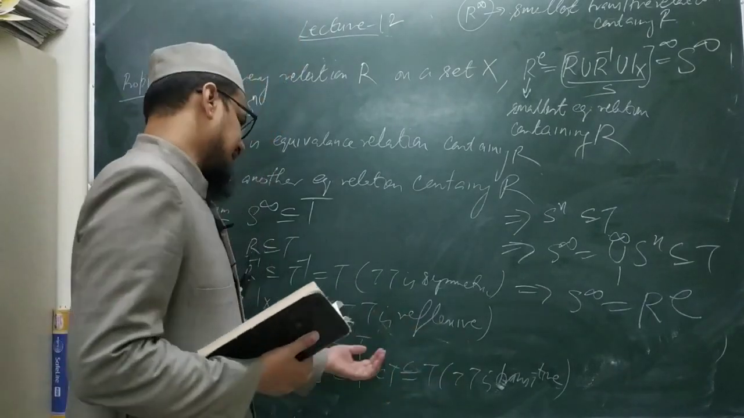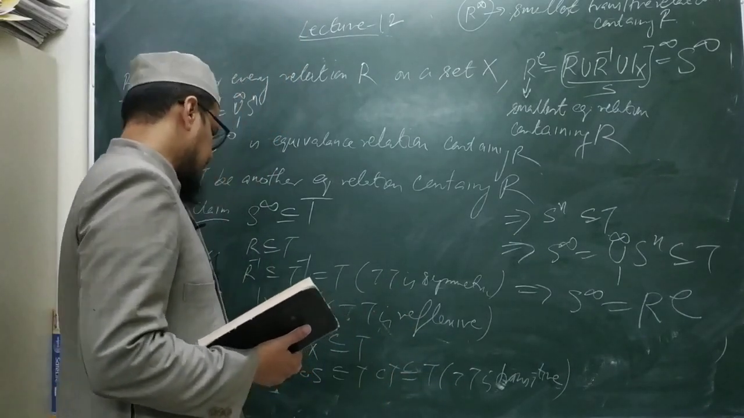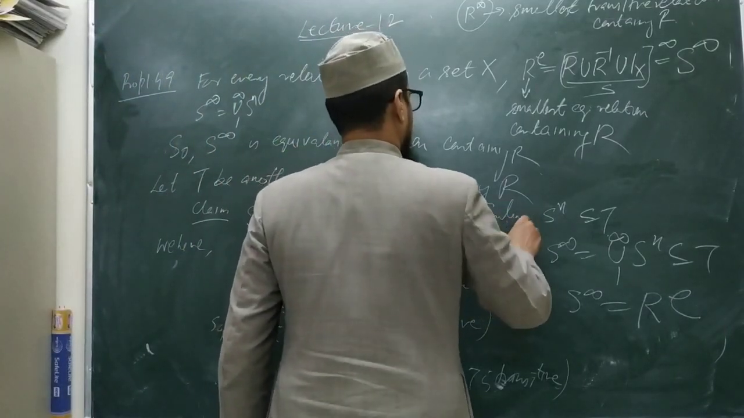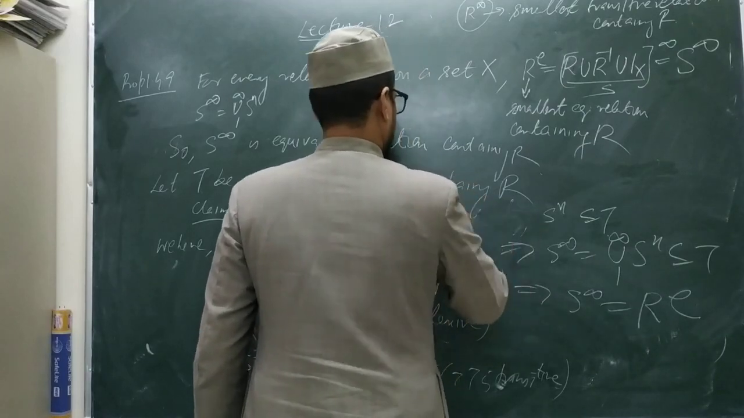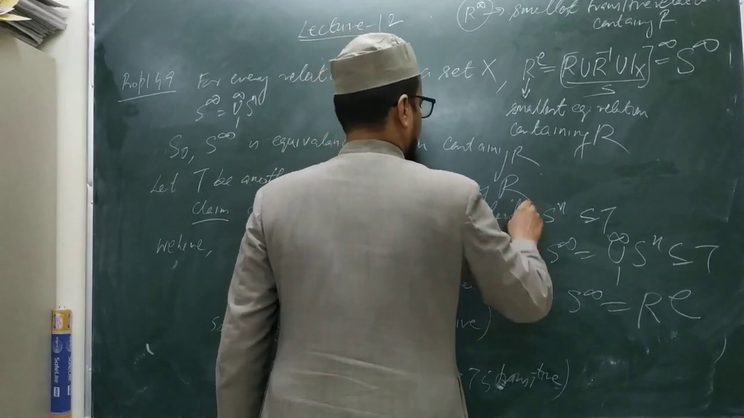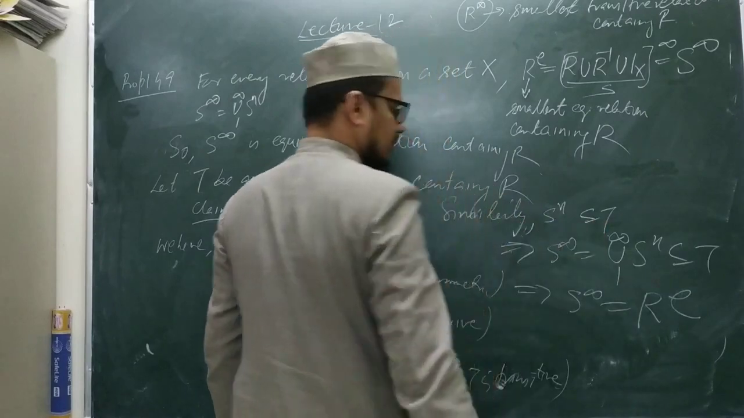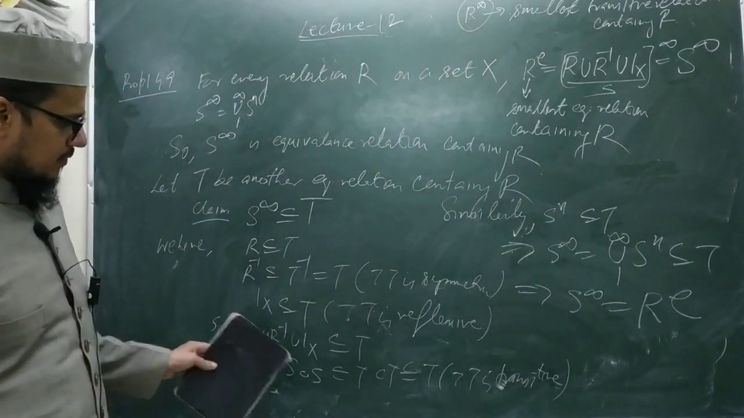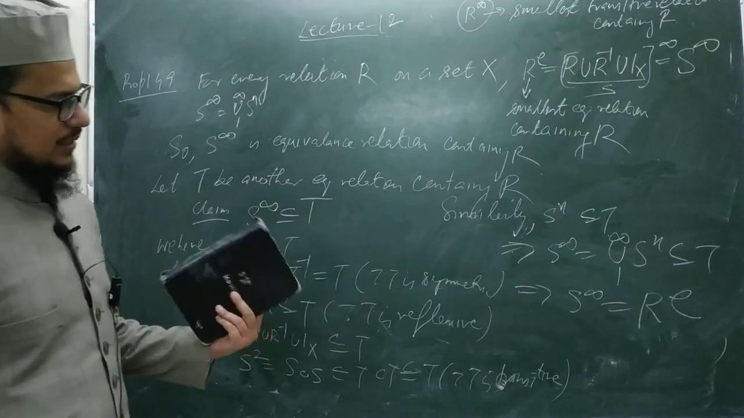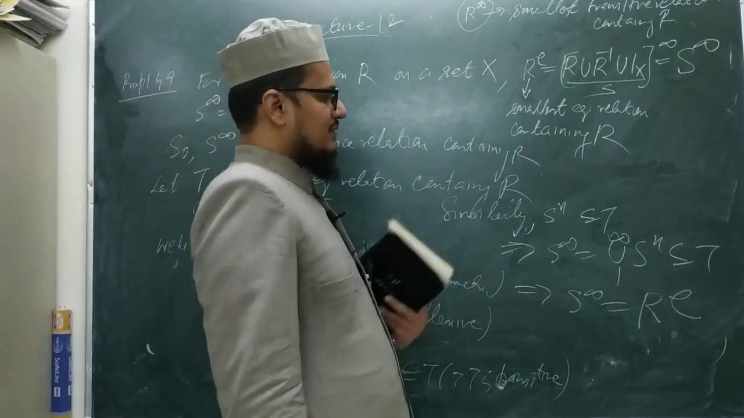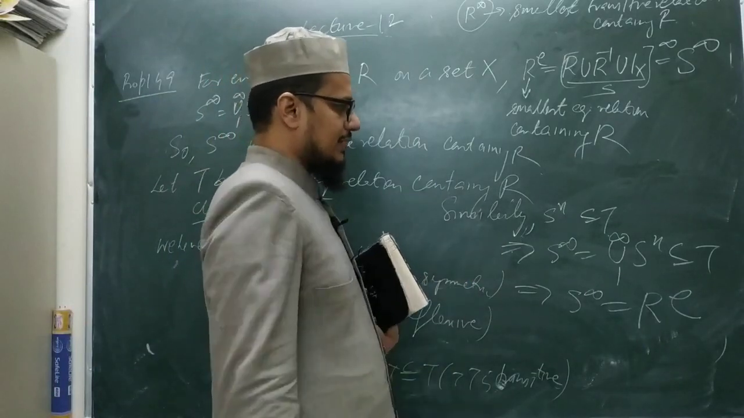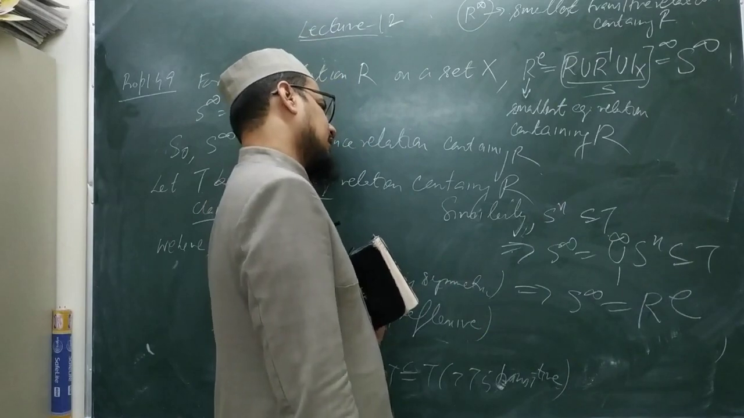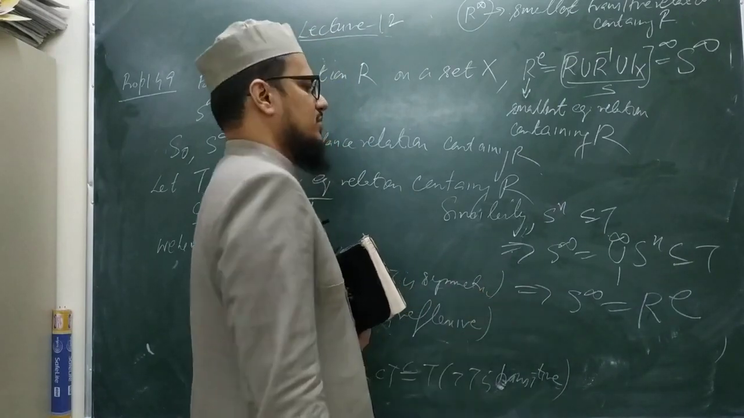Of course S2 is contained in T. Similarly we can prove that Sn is contained in T, isn't it? Because S2 is contained in T, S cube will again be contained in T due to transitivity. So we can prove that Sn is contained in T, and also S infinity, that is the union of all such relations, is again contained in T. So in this way S infinity becomes the smallest equivalence relation containing R.